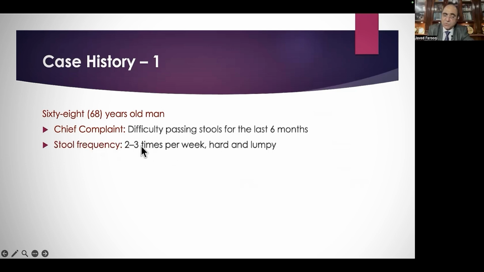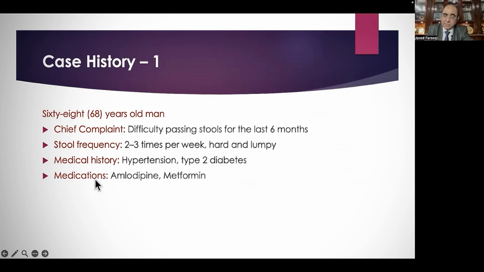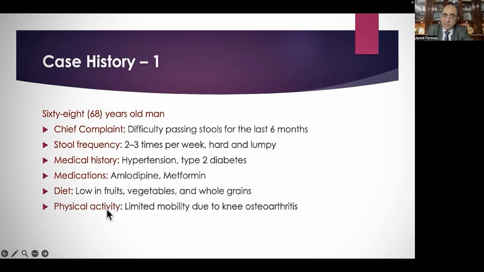Stool frequency is 2 to 3 times per week and the stool is hard and lumpy. Medical history, he is hypertensive and has type 2 diabetes. The medications he is using are amlodipine and metformin. Diet history shows that his diet is low in fruits, vegetables, and whole grains. And physical activity is limited, with limited mobility due to knee osteoarthritis.